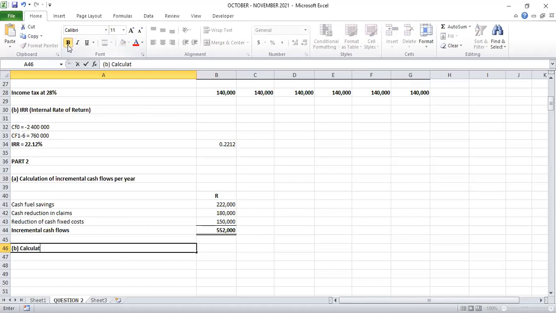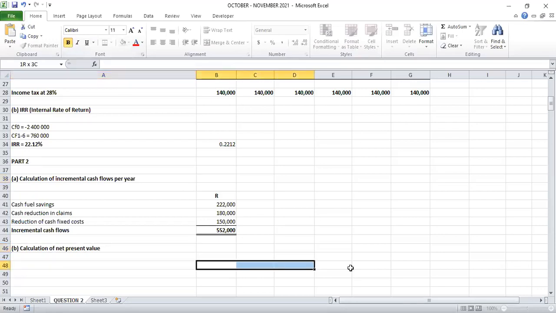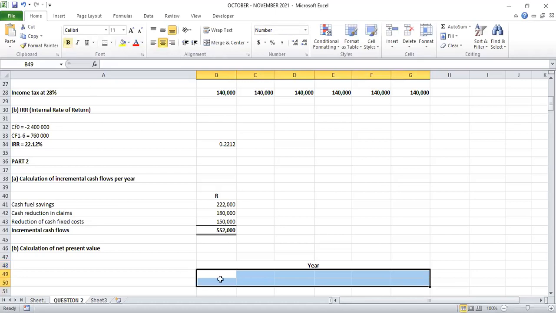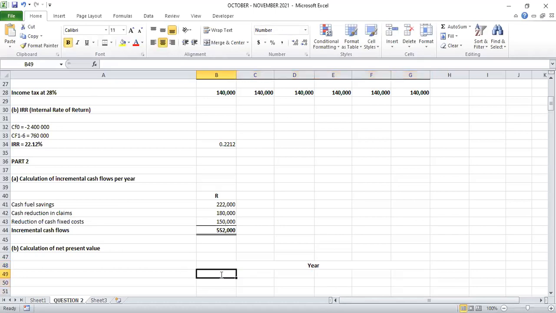Calculation of net present value. We have our years: it's 5 years, 0, 1, 2, 3, 4, 5.